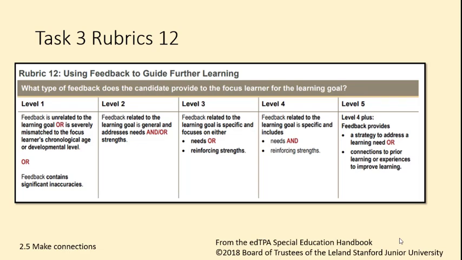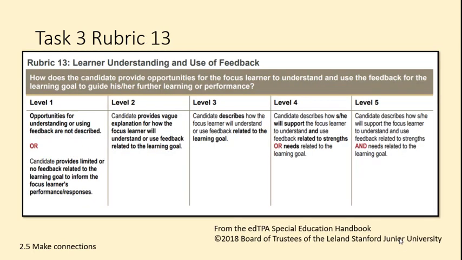At a level 3 on rubric 12, we need to be able to write our commentary to justify that we provided specific feedback that related to the learning and that focused on the focus learner's needs or that focused on reinforcing the focus learner's strengths. At a level 3 for rubric 13, we must describe how the focus learner will understand and use feedback related to the learning goal.